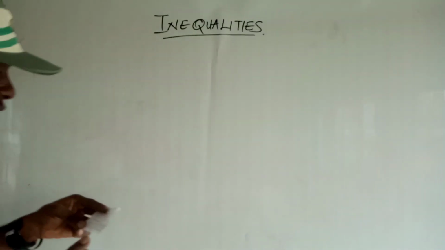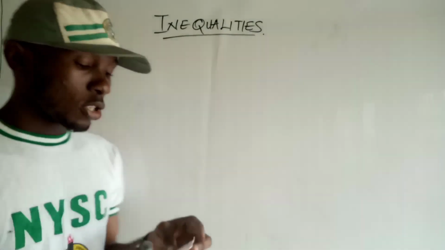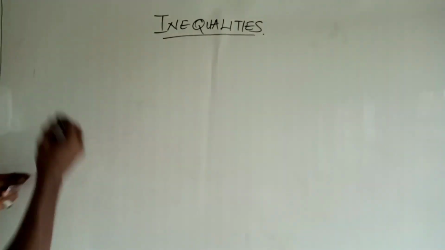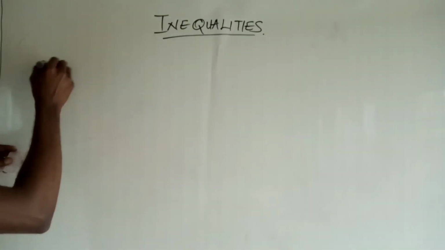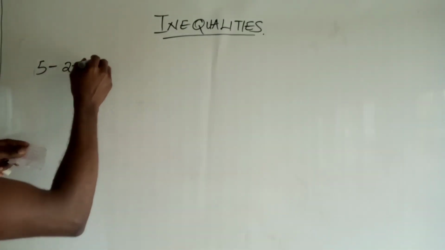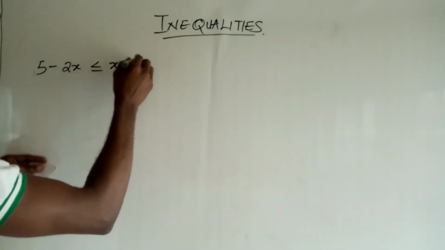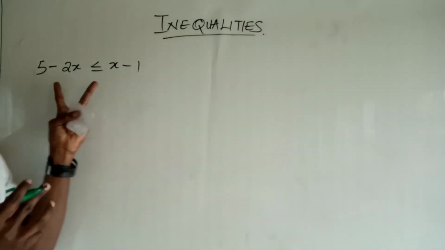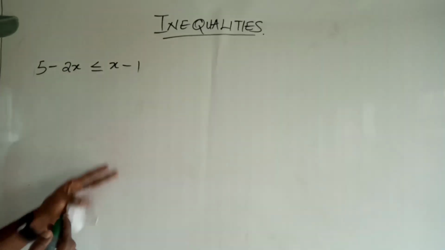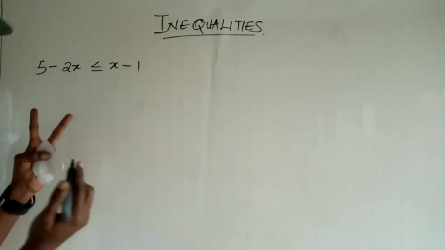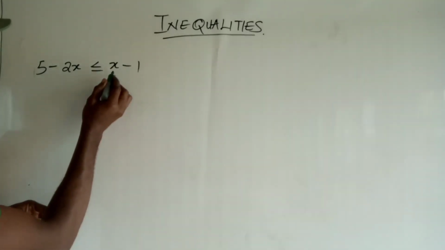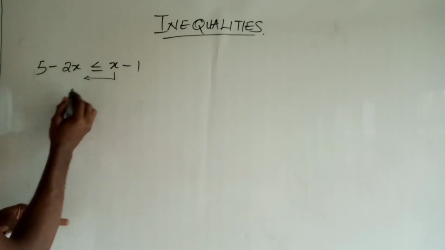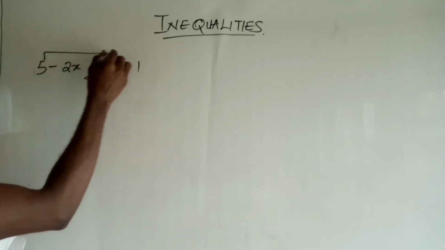I have about 6 questions here to solve with you. So question number 1 is 5 minus 2x is less than or equal to x minus 1. In this inequality, we want to find the value of x. The first thing we want to do is to collect like terms. So I want to take this guy to this side of the inequality, and I will also take this guy to this side of the inequality.